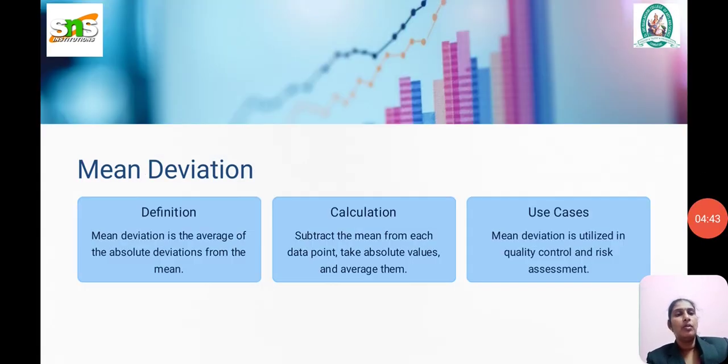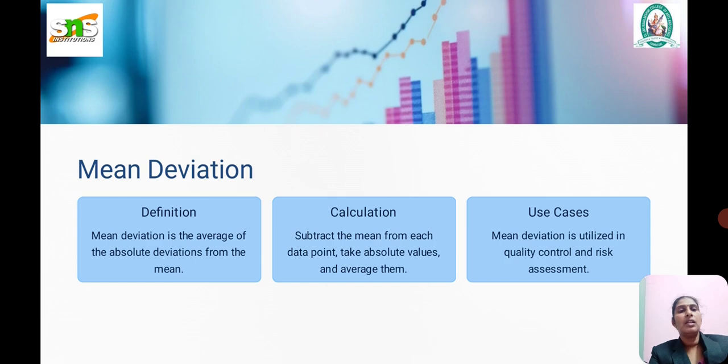Next we can go to mean deviation. Mean deviation is the average of the absolute deviations from the mean. It can be calculated using the mean, median or mode, and it is very simple. The formula for the mean deviation about the mean is summation of modulus x minus x bar by n, where x bar is summation x by n.